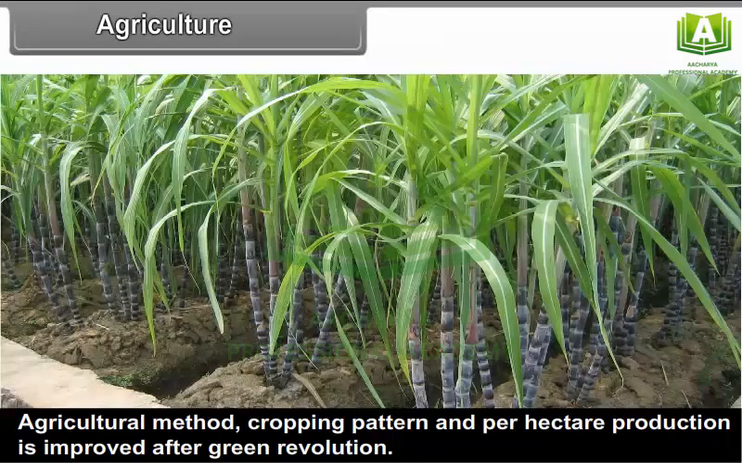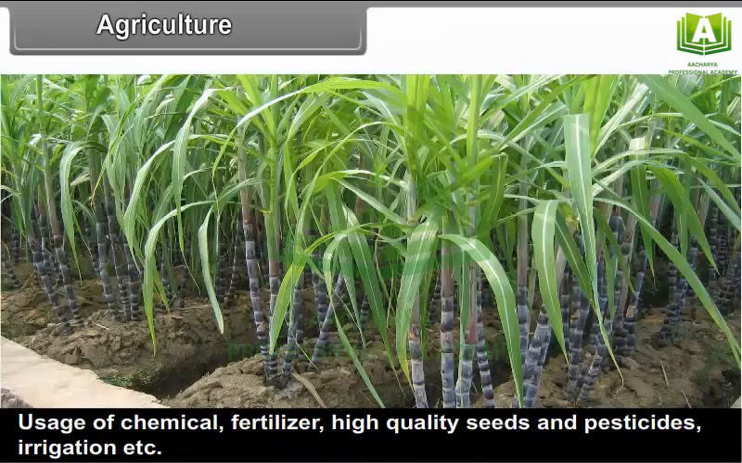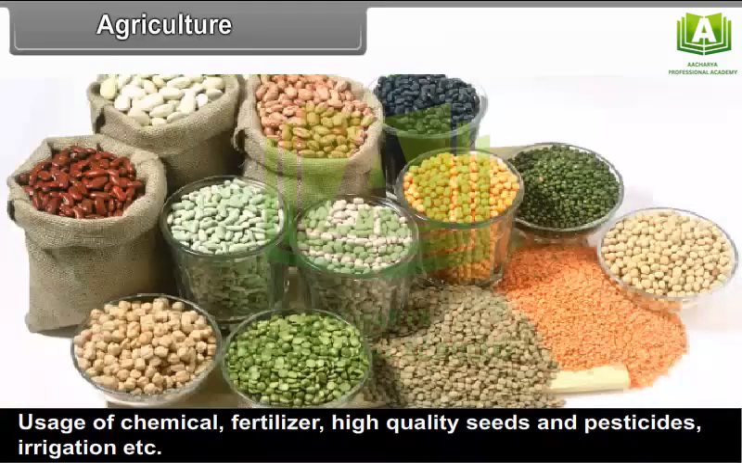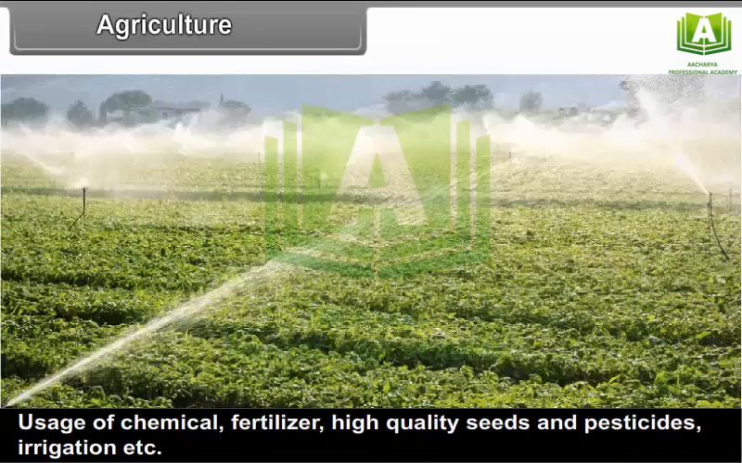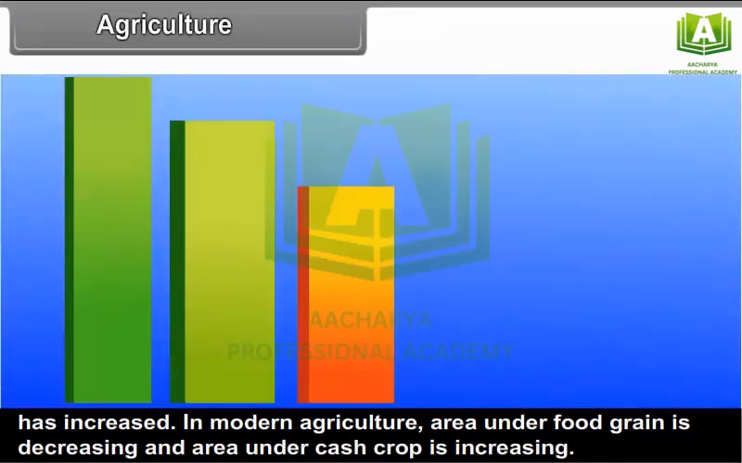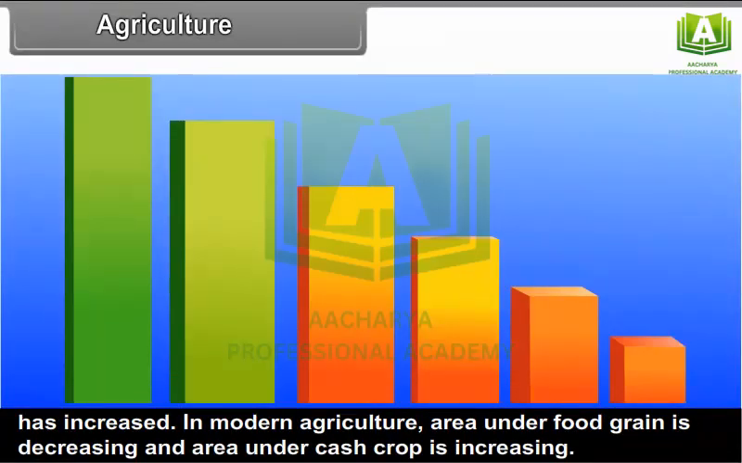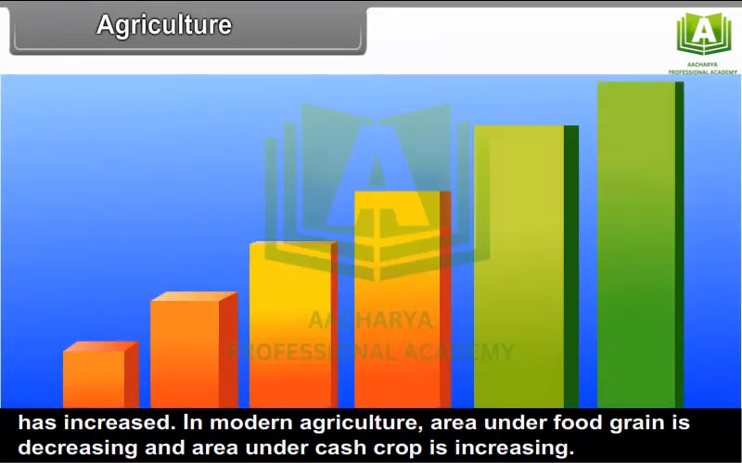Agricultural method, cropping pattern and per hectare production improved after the Green Revolution. Usage of chemical fertilizer, high quality seeds and pesticides, irrigation, etc. has increased. In modern agriculture, area under food grain is decreasing and area under cash crop is increasing.